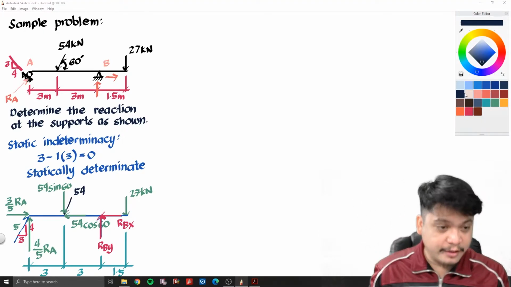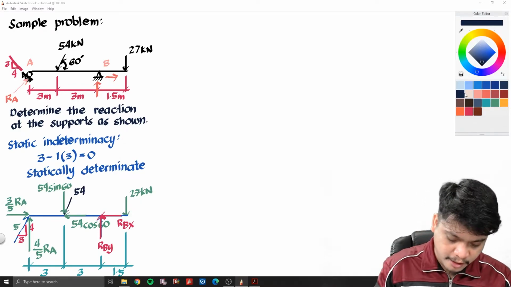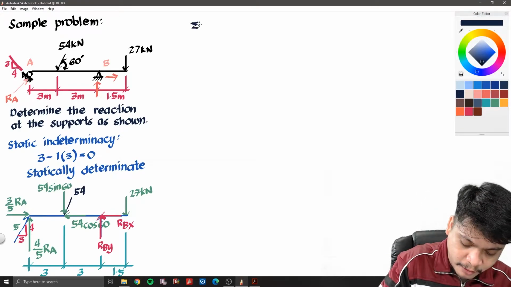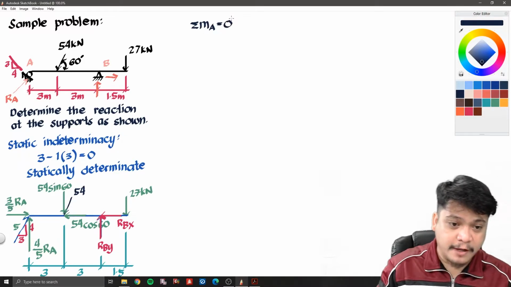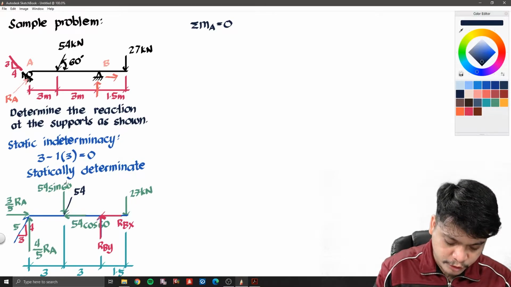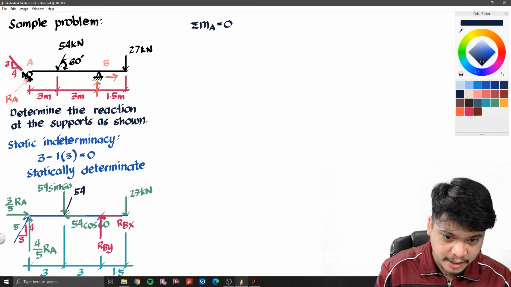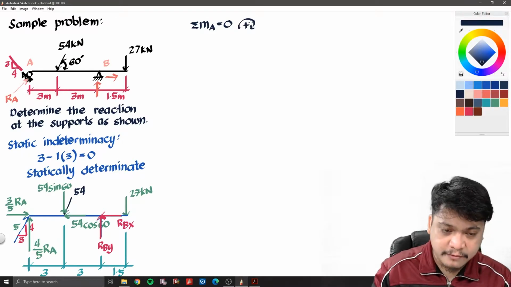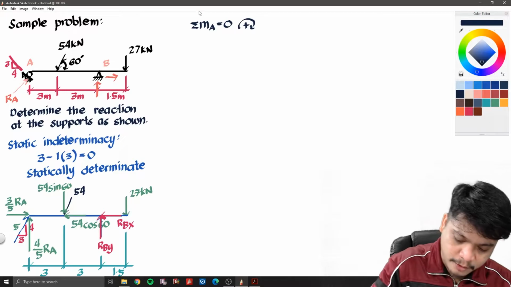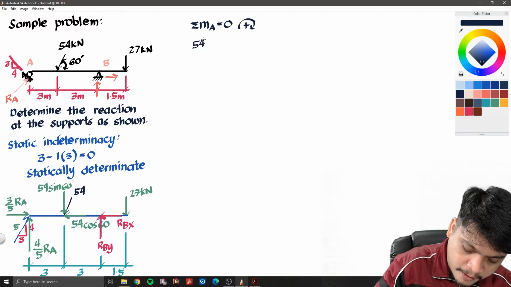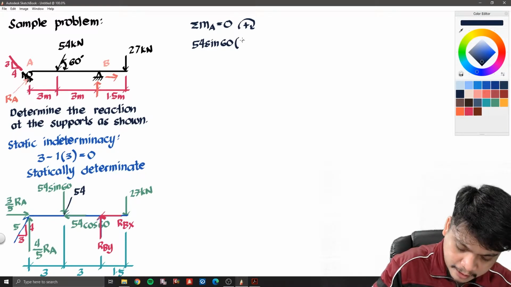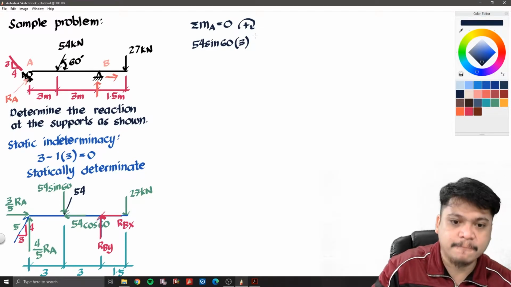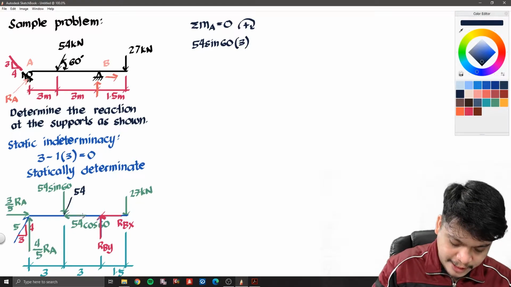So, we can take the moment at point A. Pwede ako mag-summation moment at point A. Of course, that would become equal to 0 kung magiging equilibrium ka. Okay? So, unahin ko muna tong 54 sine of 60. It would turn clockwise. So, we will be having here positive for the clockwise manner. So, we will be having here 54 sine of 60, and then multiply natin by the moment arm 3 meters. Yung horizontal niya walang effect.